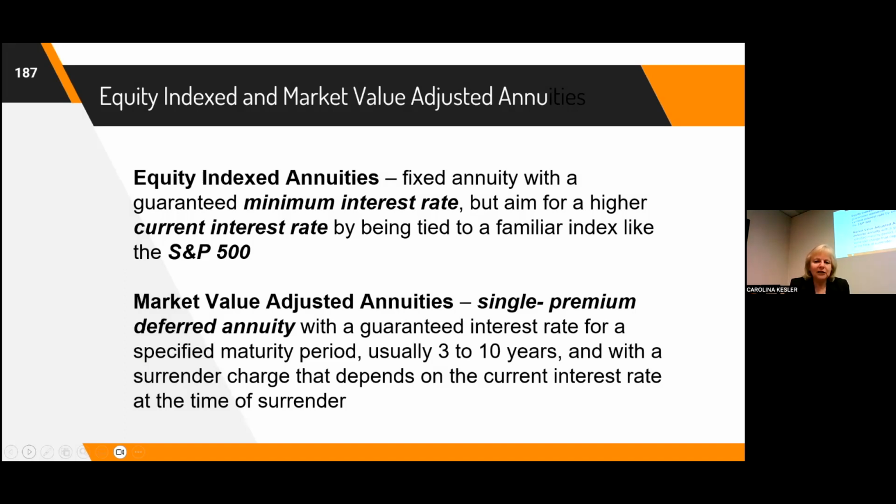Market value adjusted annuities, single premium deferred annuity with a guaranteed interest rate for a specific maturity period, usually 3 to 10 years. Your most confusing one about annuities, choose this, market value adjusted, right? Often they don't put it on the test, but other times they'll put it a couple times, right? So if the question is really confusing and that's one of your answers, choose it, right?